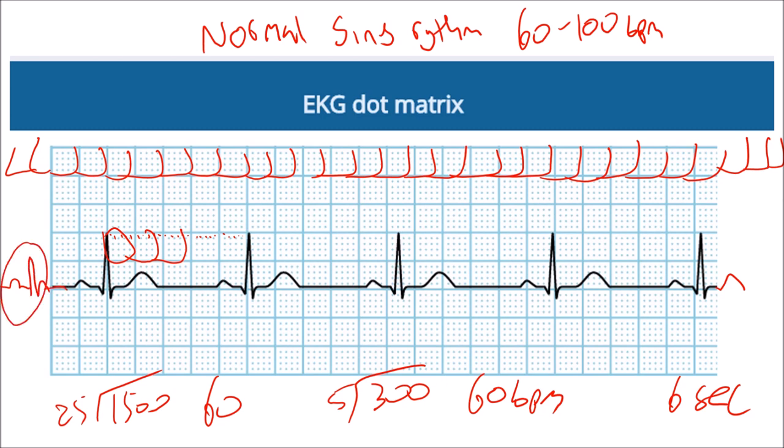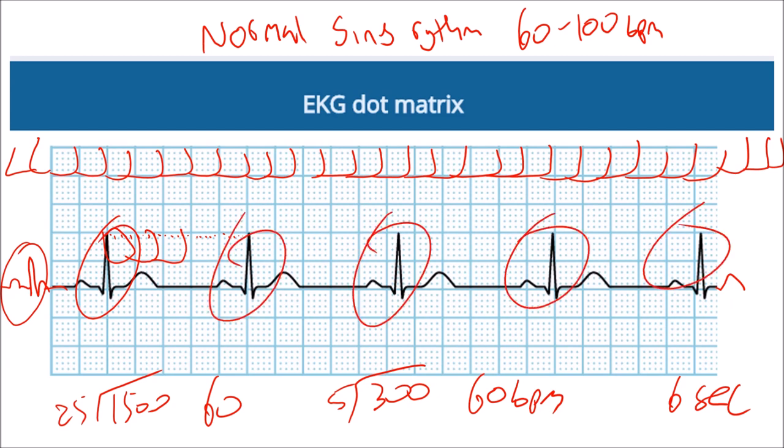So we would have 1, 2, 3, 4, 5, and 6. So we would have 6 complete cardiac cycles, which would multiply times 10, right? Because 6 times 10 equals 60 seconds. 1 minute has 60 seconds. And so this would be 60 beats per minute. And as you can see, the more and more you do these exercises with the 1500, the 300, and the 6 second rule, the easier and the quicker you can just do these.